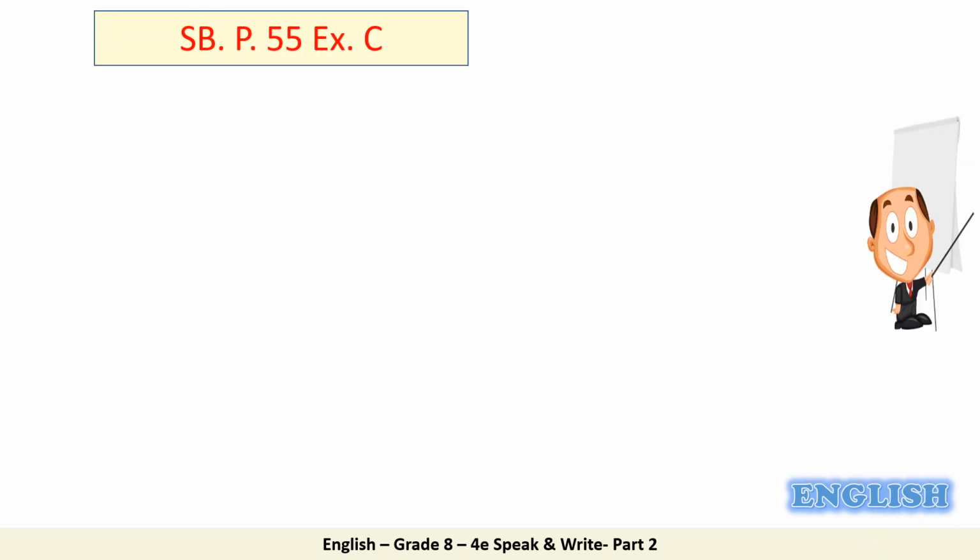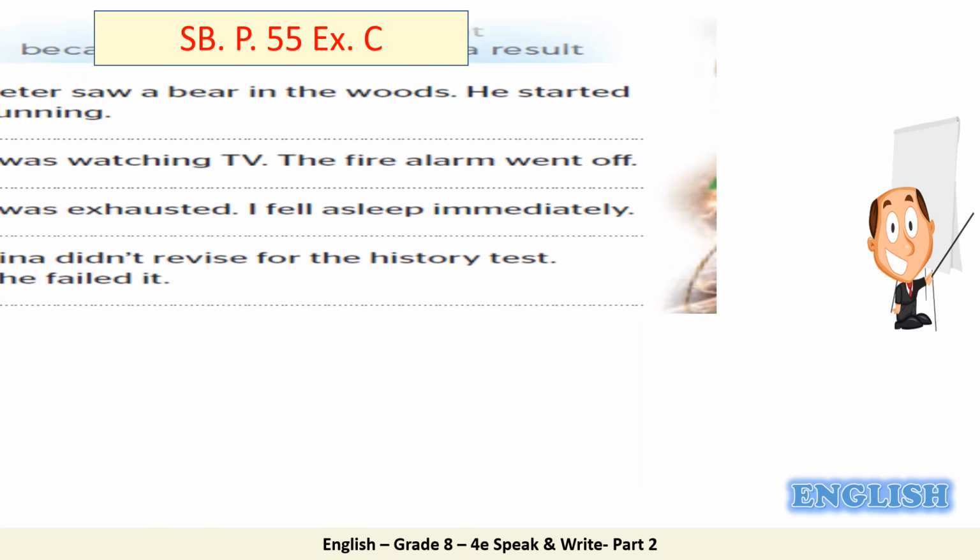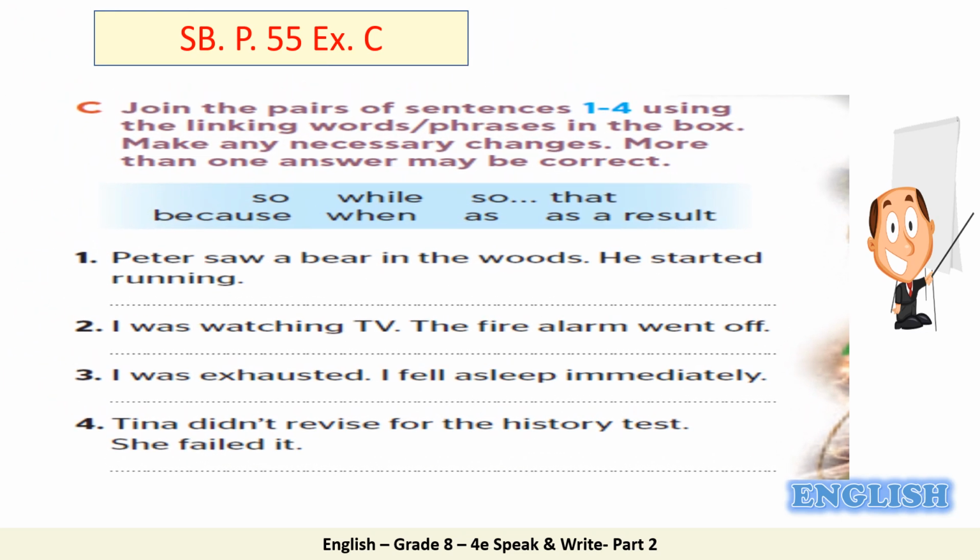Now, open your student book, page 55, exercise C. In this task, you should join the pairs of sentences 1 to 4 using the linking words and phrases in the book. Make any necessary changes. More than one answer may be correct. Please pause the video for a while. First, read the words in the book, which we call linking words. Then, try your best answering the task. Get back when you're done, please.